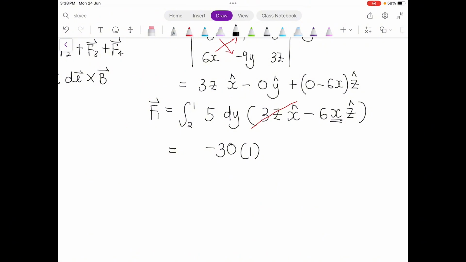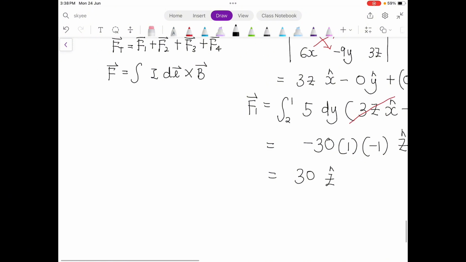And this one will integrate, you get negative 1. So you will have 30 in the z direction. This is F1. Then we go to F2.